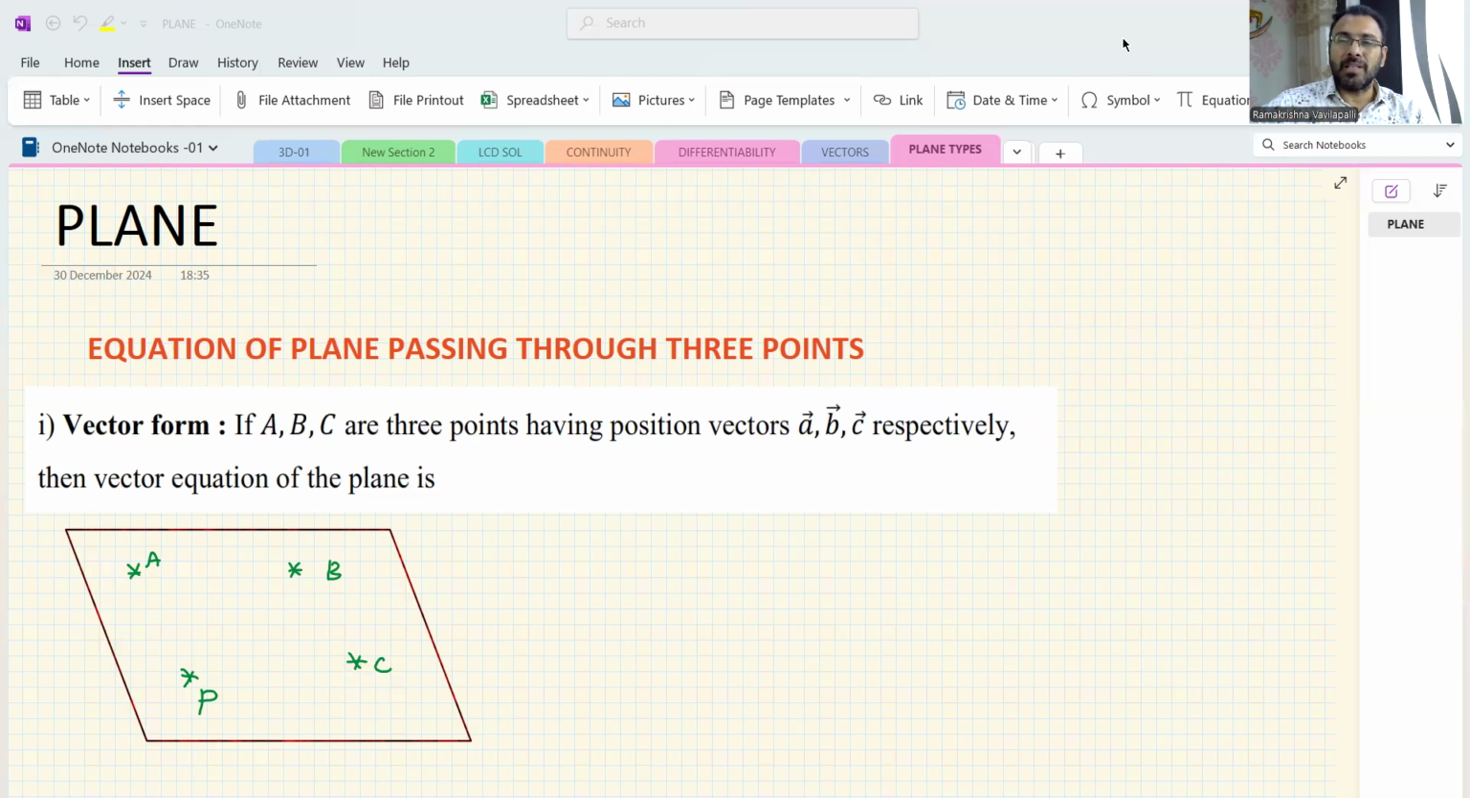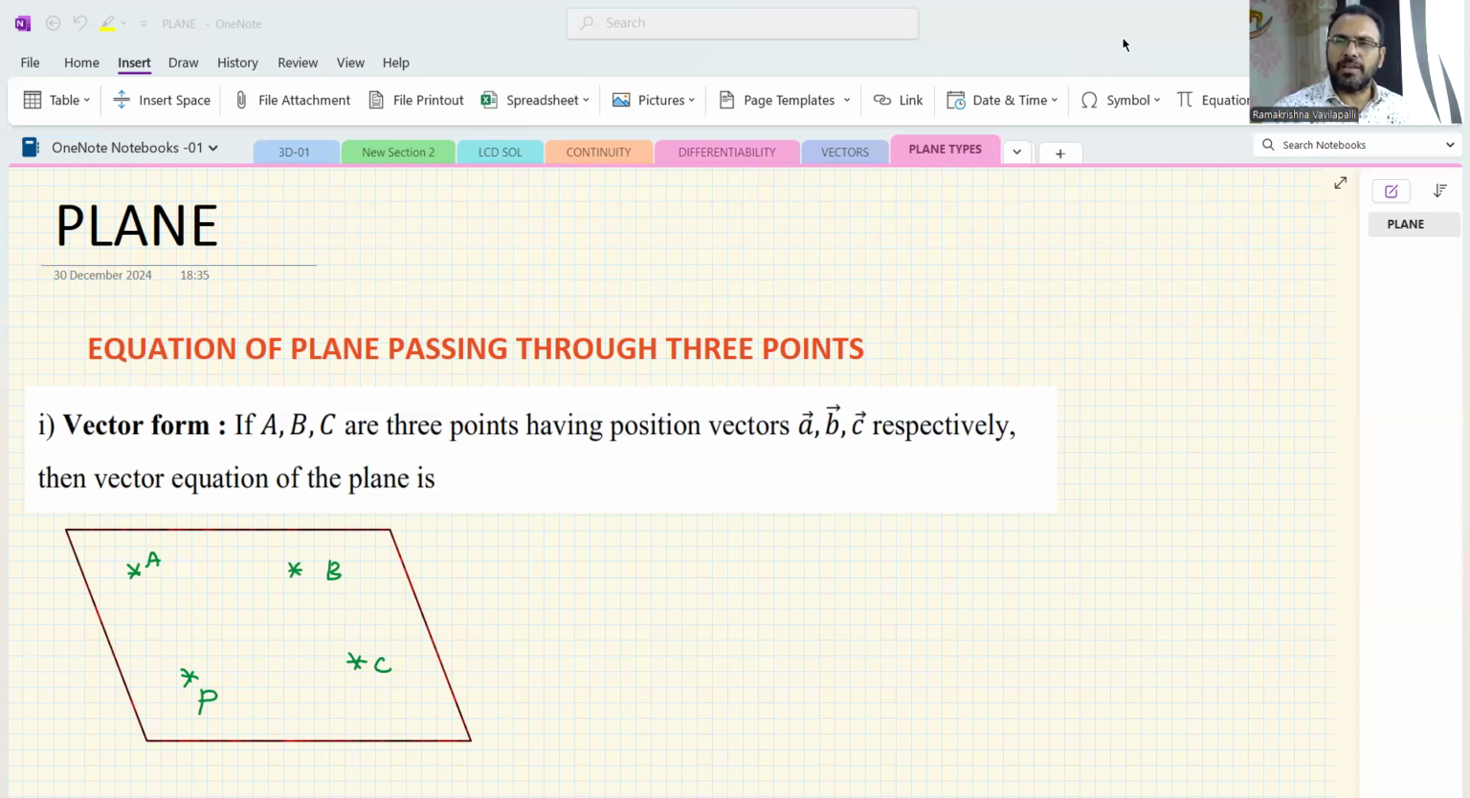I may not cover all these three concepts in one video. It is very difficult. I'll teach very slowly because it takes time to understand. So first I will explain what is meant by vector form of a plane.